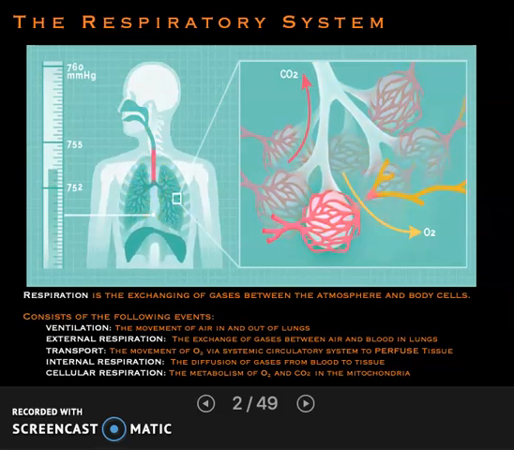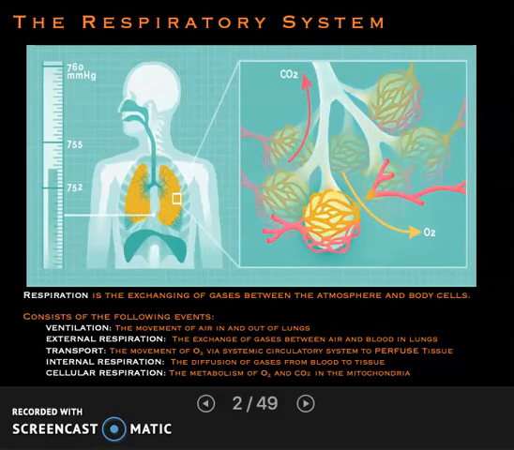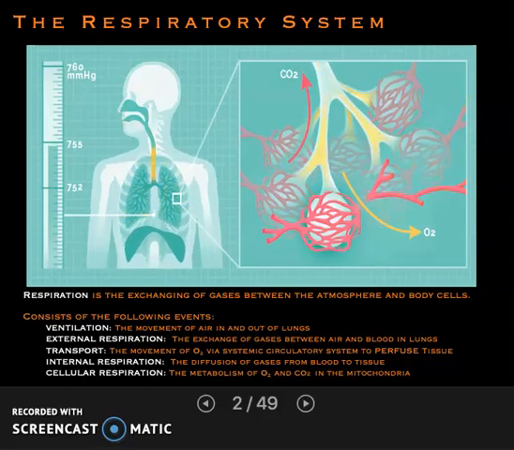Next is transport. So your blood transports gases around the body, and your blood perfuses tissues. So the transport of gases, oxygen to the body, CO2 away from the tissues, is a central function of the respiratory system. Next, we have internal respiration, and that's the gas exchange between the blood in your capillaries and the various tissues that are being perfused. So external respiration is in the lungs, internal respiration is in the body's tissues.